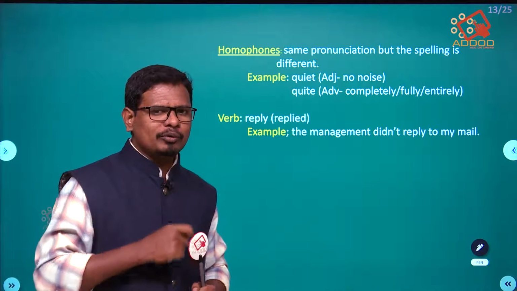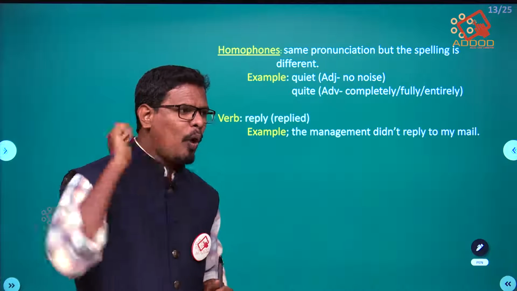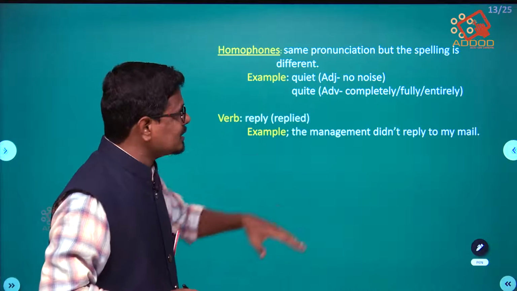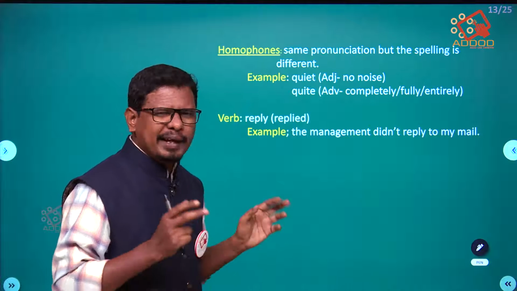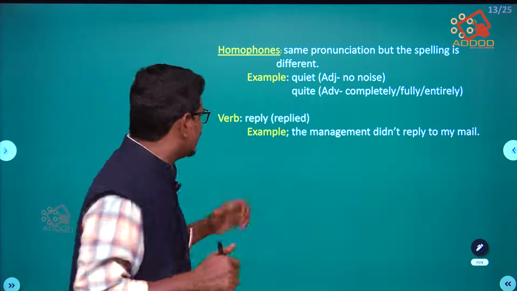You might have watched the movie Naa Peru Surya, where the army officer says, quiet, which means no noise. And quite here means completely, fully, or entirely. Okay, I am quite okay during the lockdown. I am quite okay.